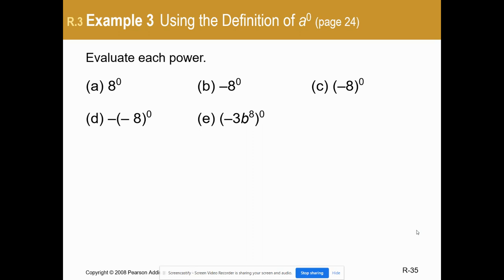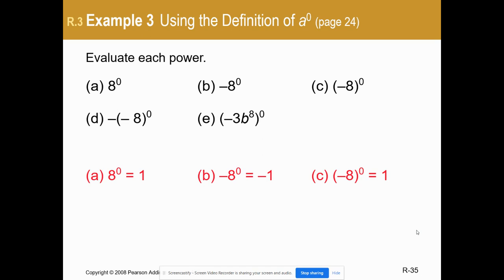Now, 0 power, anything to the 0 power is equal to 1. So a is just straight up 1. B is actually -1 because that negative doesn't have anything to do with that exponent. So I have a -8 to the 0 power, or -1. C makes it very clear that the negative and the 8 are both part of that 0 exponent.